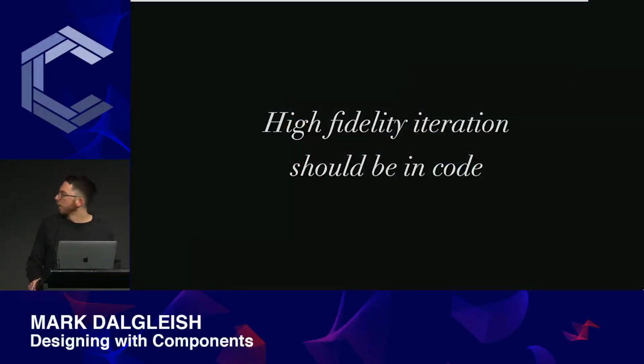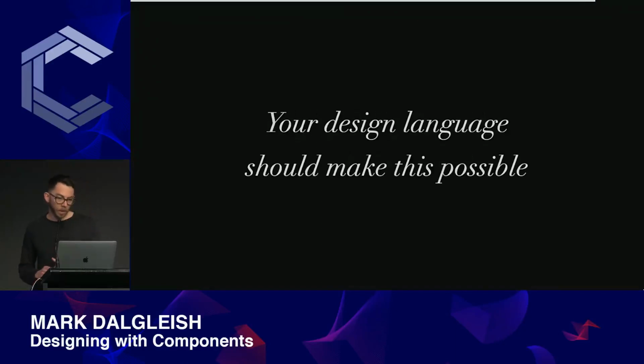But the big message I'm driving and trying to make happen day to day and getting some progress is this idea that high fidelity iteration should be in code. And that's ultimately what a design system is for, in my mind. It's about making this a possibility. But then the responsibility lands on us as people building these components, in that your design language should make this possible. The components should read in a way that non-developers can actually make sense of them.